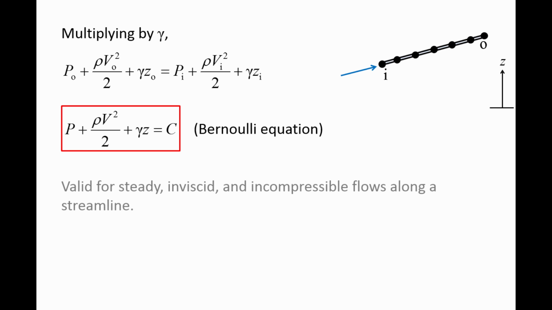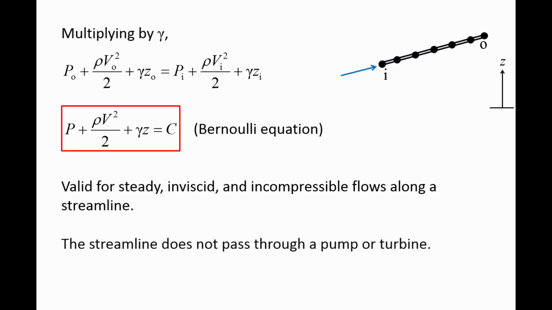It is important to remember the conditions that must be met in order to use the Bernoulli equation. The flow must be steady, inviscid, which means viscous effects are negligible, incompressible, which means the density does not change significantly, and can only be applied along a streamline. Additionally, the streamline cannot pass through a pump or turbine.